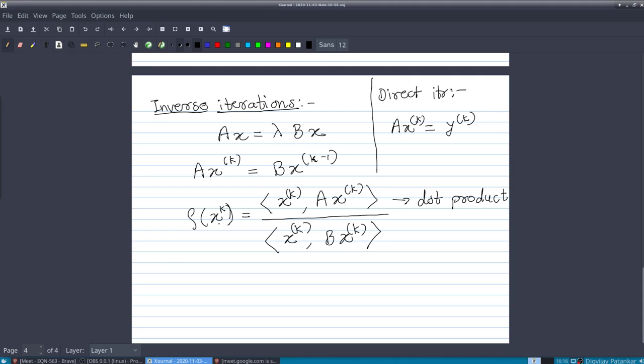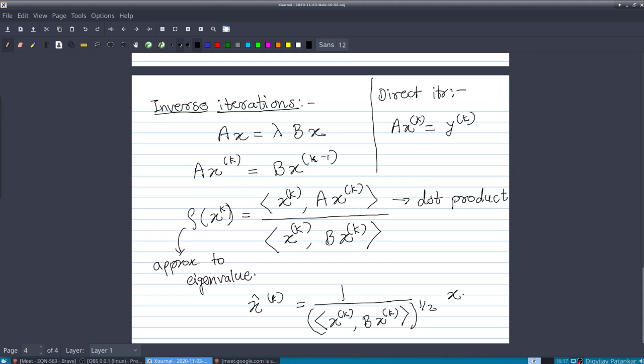So this rho is the approximation to the eigenvalue, in this case the lowest eigenvalue, and xk successively is going to be the approximation to the eigenvector. But this xk needs to be normalized so that the values within xk do not blow up exponentially. So we need to normalize it at each step, and the normalized eigenvector, let us call it xk cap, is given by 1 over the square root of <xk, Bxk>, times xk.